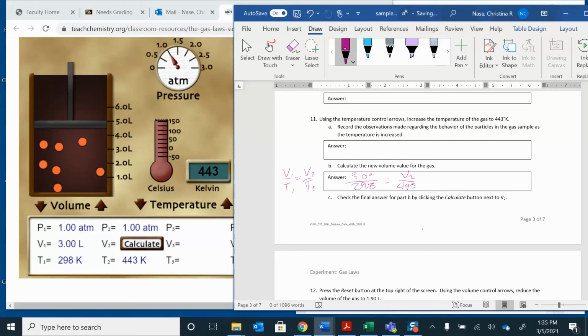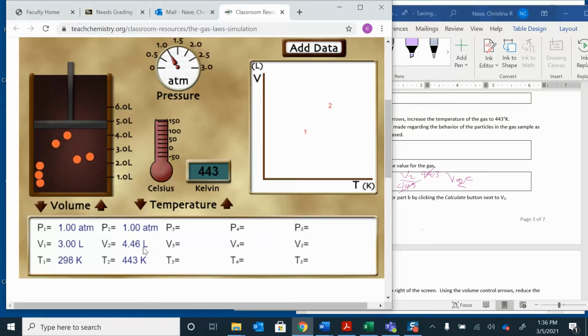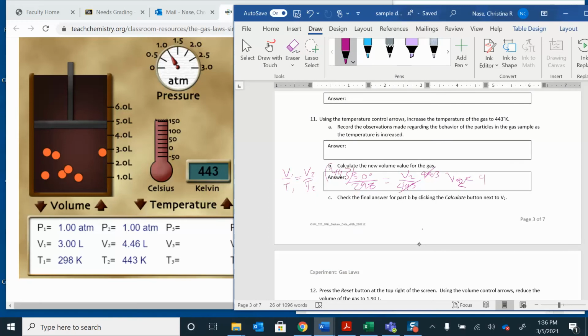If you're looking at that and having flashbacks of 5th grade with fractions and decimals and this is crazy, don't worry, it's not that bad. We're trying to isolate that V2, so we're just going to multiply both sides by 443. And when you work that out, you should get the same answer that the system gives you. So this is a good way to check your math right over here. So I got 4.46, and I think I got that when I did the math on my own too. So 4.46, sorry for the messy writing.